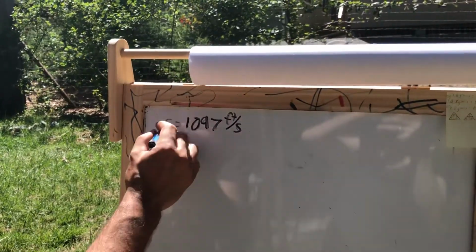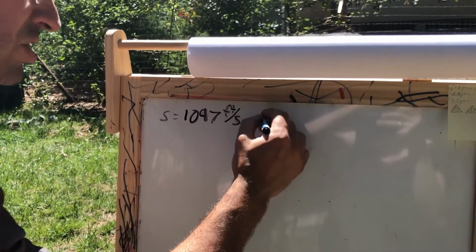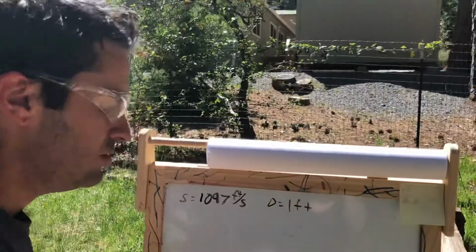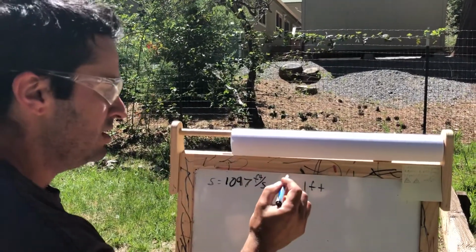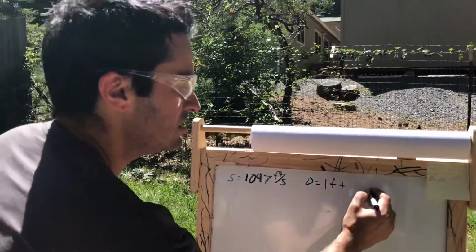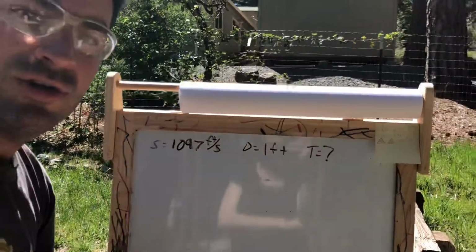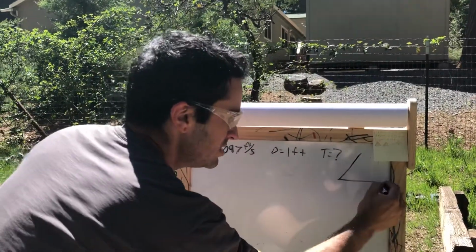Now, I know the speed, and the distance between me and the chronograph, let's just say it was 1 foot. That's how far away I was when I was measuring the speed. What I don't know is how long it took to cross that distance. So I need to figure out time. Time's my unknown.